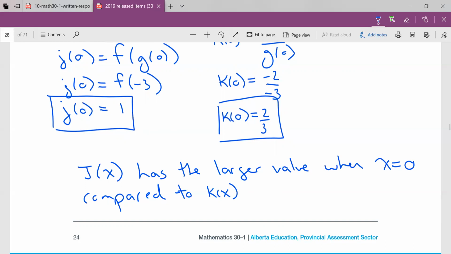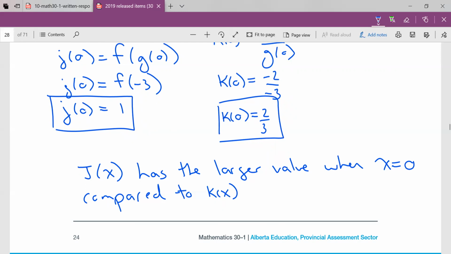Also, friends, avoid using the word "it" when referring to a function. Don't say it. "It" isn't the function. J at x is the function. H at x is the function. K at x is the function. So you've got to use descriptions and you need to be precise.